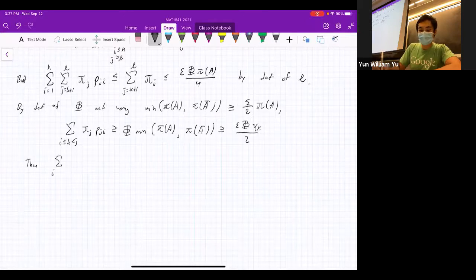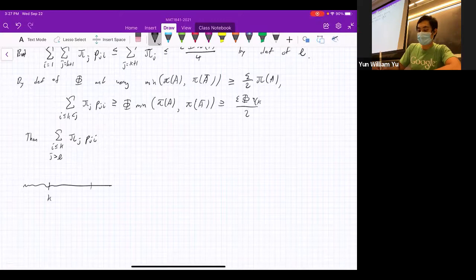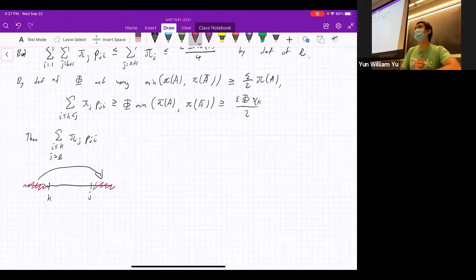Then we know that the sum from i less than or equal to k, j greater than L, pi j p j i. Well, what is this? If you think about it, we have a bunch of nodes, and we have some node k there and some node j here. What we're doing here is we're measuring the amount of mass we're pushing from here to here. That is what the sum is saying. We're measuring how much mass is being pushed from nodes smaller than k to nodes bigger than j.